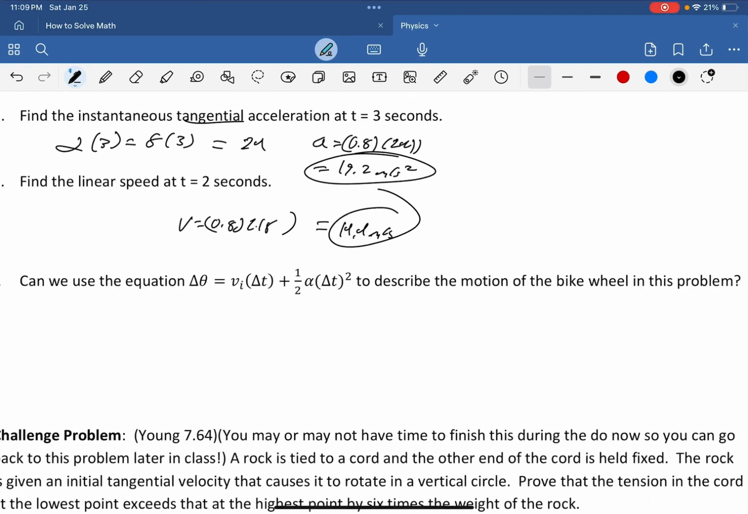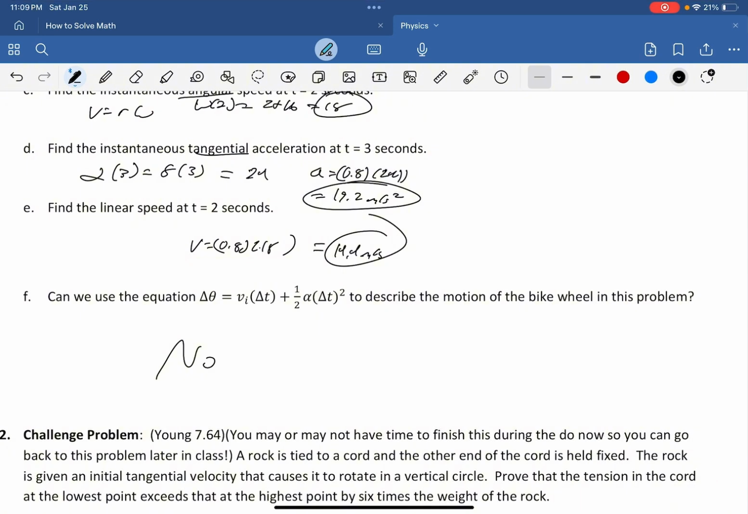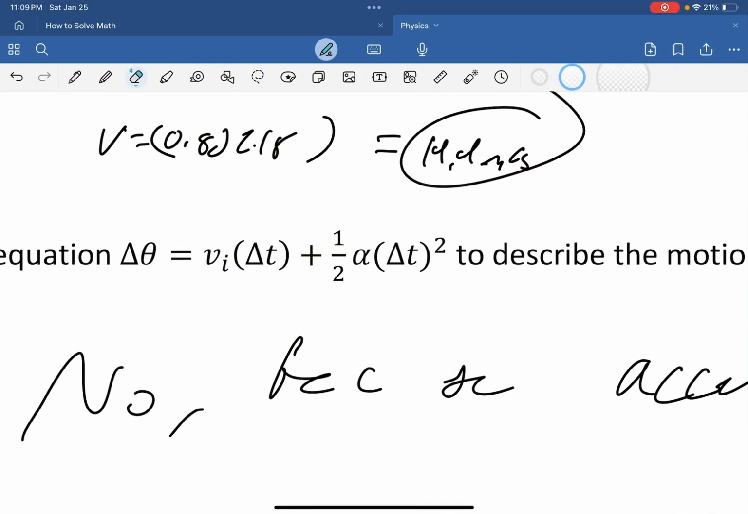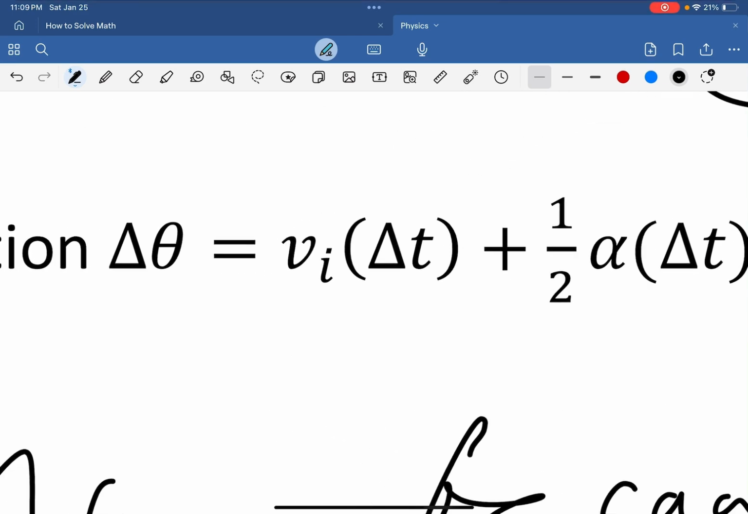Can we use the equation? No, because acceleration isn't constant. Also, we can't even use this at all because this is for change in theta, so this has to be omega i, and then this has to be alpha, and that actually stays the same.